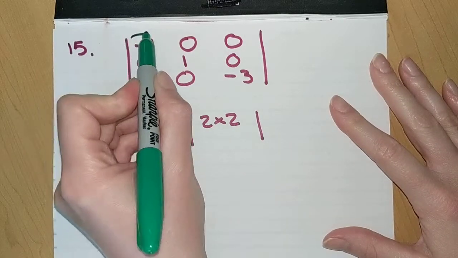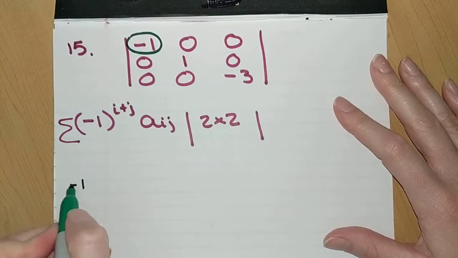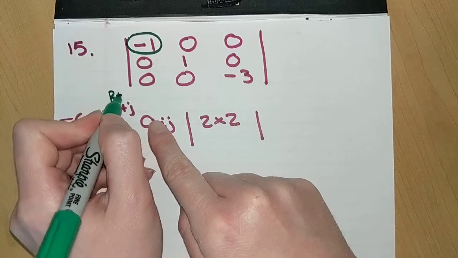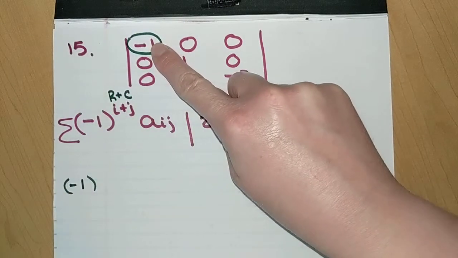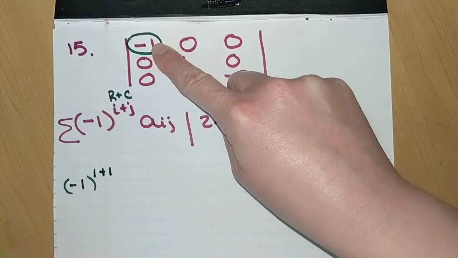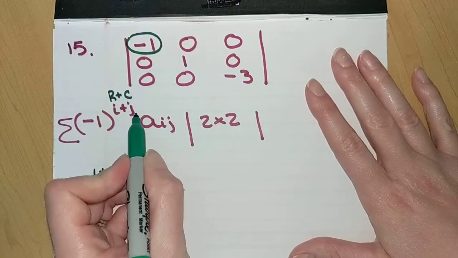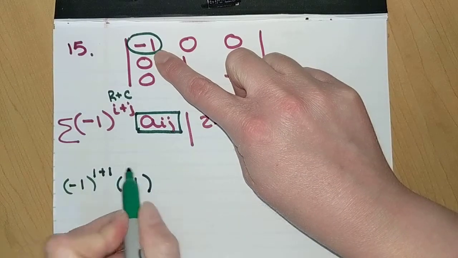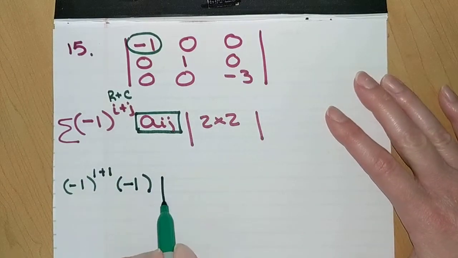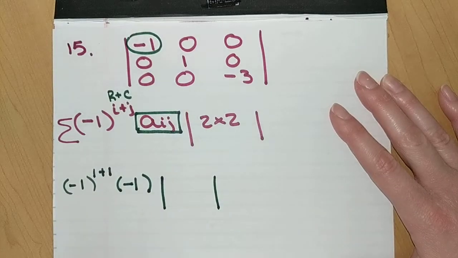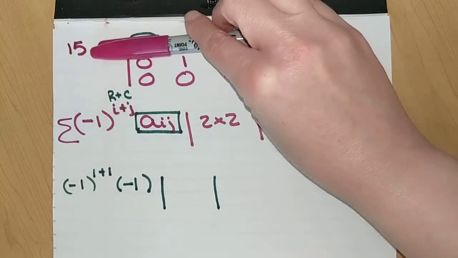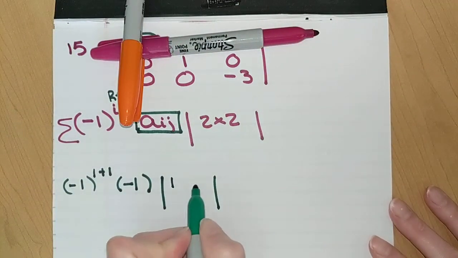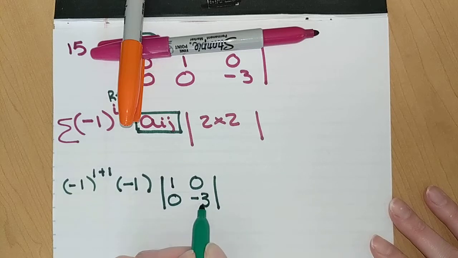If I expand along row 1, I would start off with -1 coming from the formula, and then i plus j. And the i plus j is really just the row plus the column. So this entry is in row 1, column 1. Then I multiply that by the matrix entry that I have. So in this case, the matrix entry I have is -1. Now, I then multiply that by the 2 by 2 matrix that results from crossing out row 1 and column 1. So that 2 by 2 matrix would be 1, 0, 0, -3.